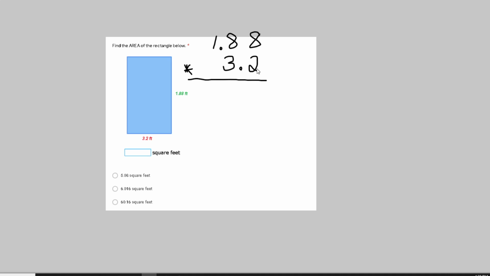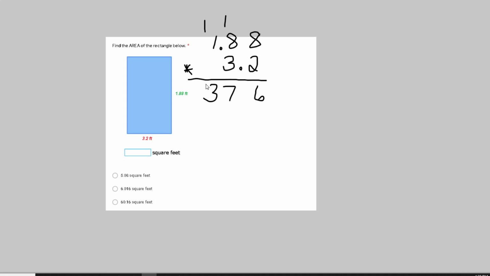So you do 8 times 2, 16. Carry over the 1. 8 times 2 is 16 again. Plus the 1, that's 17. Carry over the 1. 1 times 2 is 2, plus 1 is 3.